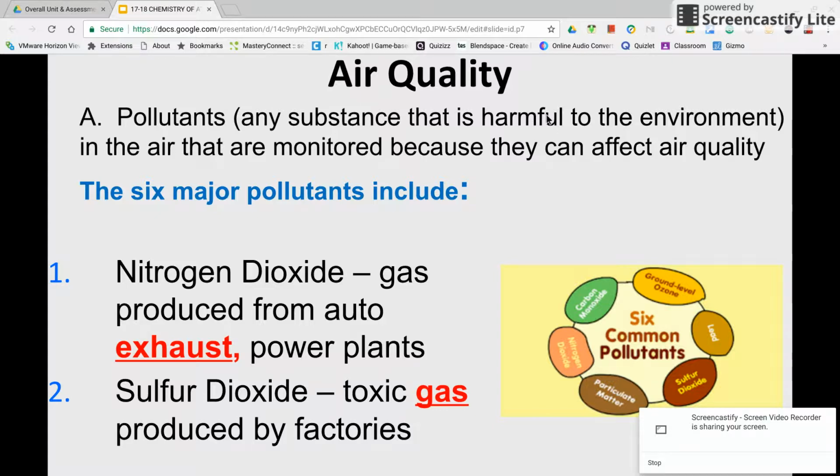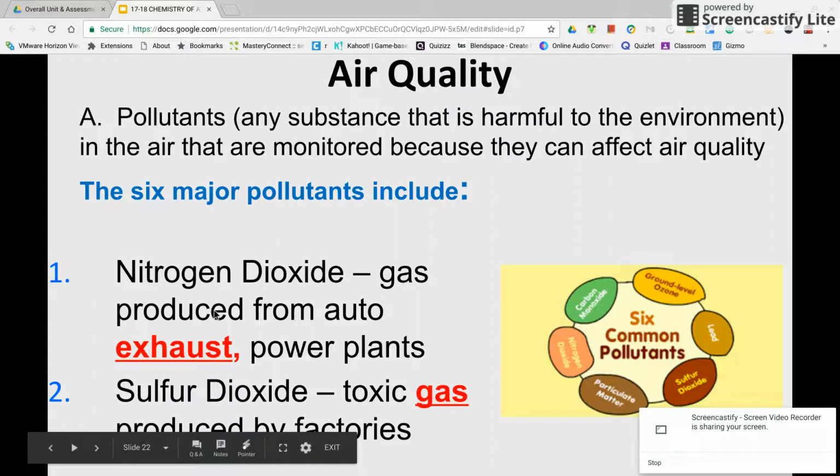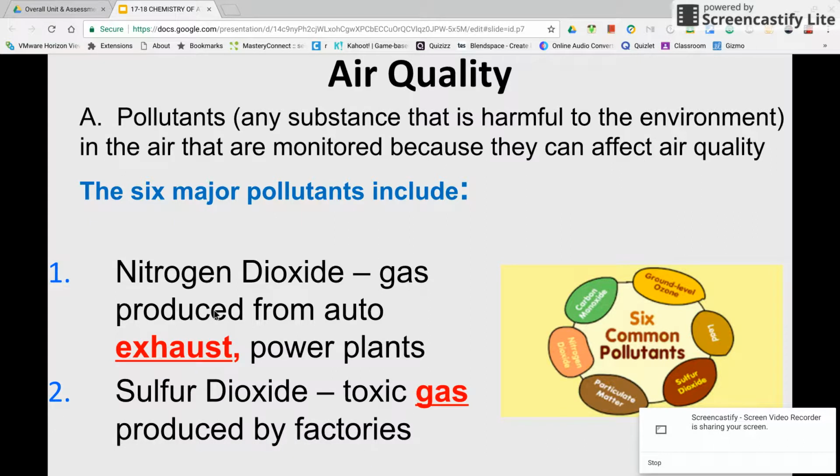So the six main pollutants that we have in our atmosphere that either shouldn't be there or we have increasing amounts of are things like nitrogen dioxide and sulfur dioxide. And both of those can come from burning fossil fuels. And that is things like gasoline or natural gas or petroleum. When you burn that, it puts off something called fossil fuel emissions. And those fossil fuel emissions, when given off, go into the atmosphere, and we get a lot of nitrogen and sulfur dioxide.